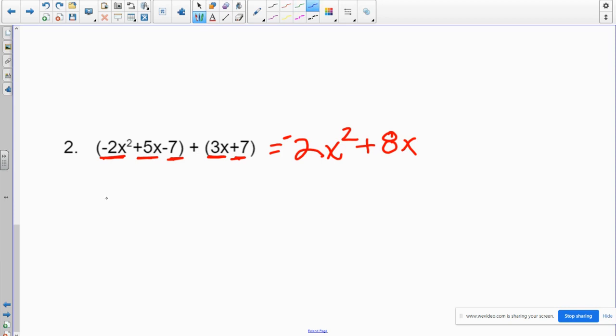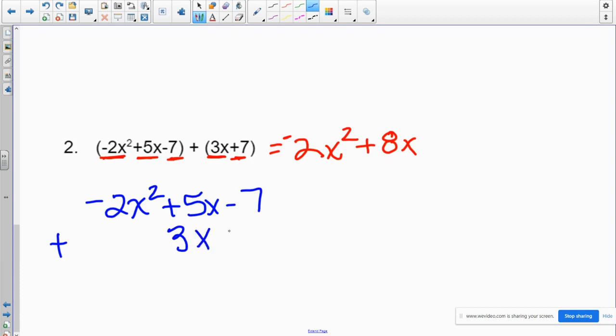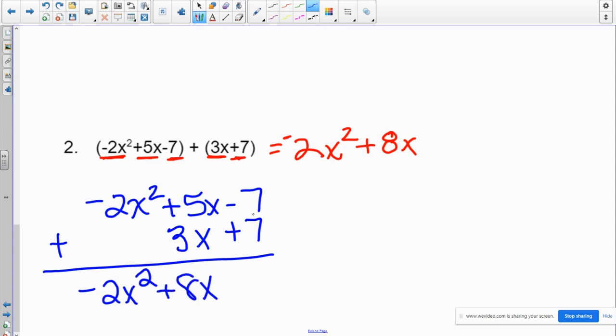If we want to look at it vertically, I have negative 2x squared plus 5x minus 7. I'm going to add to that 3x plus 7. I'm going to line it up, so I have my 3x under my 5x, and I'm adding the 7 under my negative 7. So negative 2x squared plus nothing gives me negative 2x squared. 5x plus 3x leaves me with 8x, and negative 7 plus 7 leaves me with nothing. So the sums are the same. Again, it doesn't matter to me if you do vertical or horizontal. Just make sure that you line up the like terms, or you're adding the like terms when you're doing the horizontal technique.